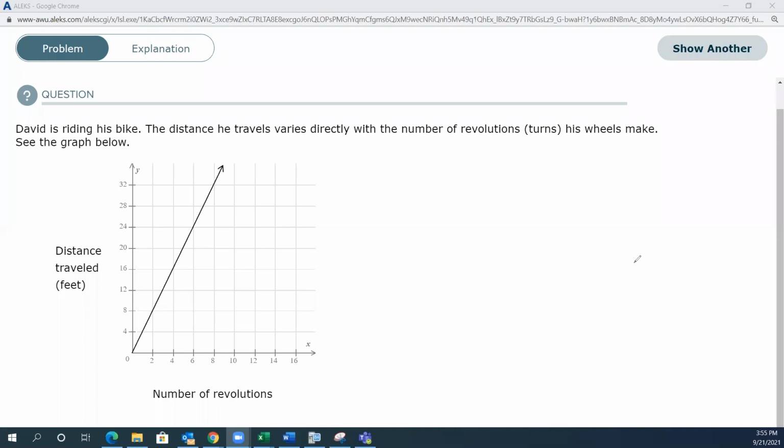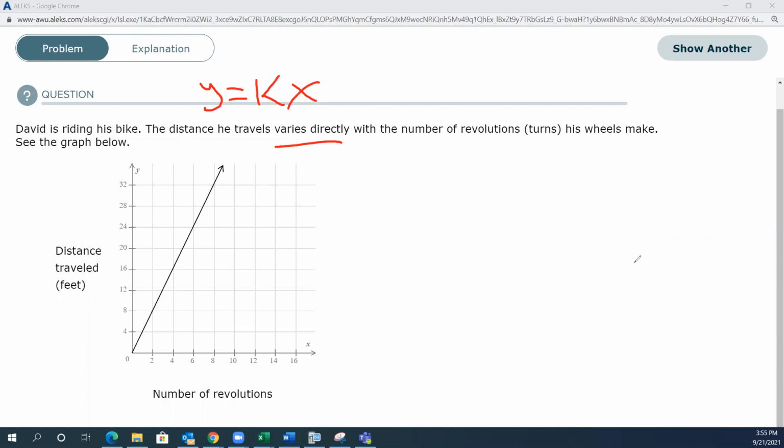Okay, David's riding a bike. The distance he travels varies directly with the number of revolutions his wheels make. I see that and I say, y equals kx. I'm going to need that at some point, probably. Okay. All righty. So let's think about what's going on here.